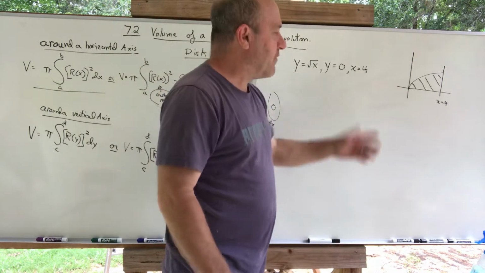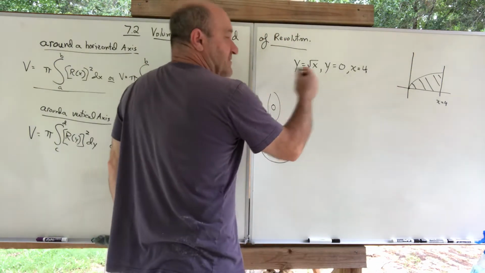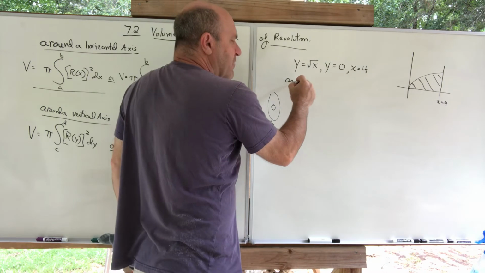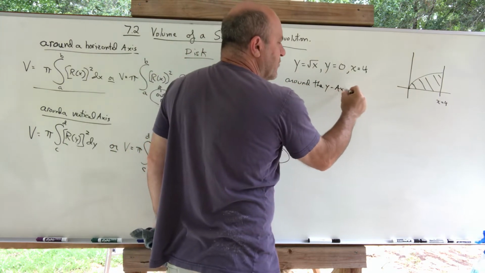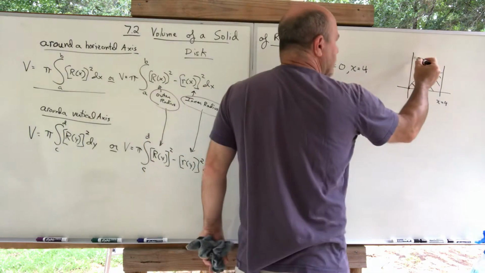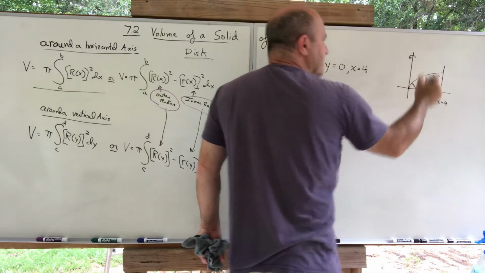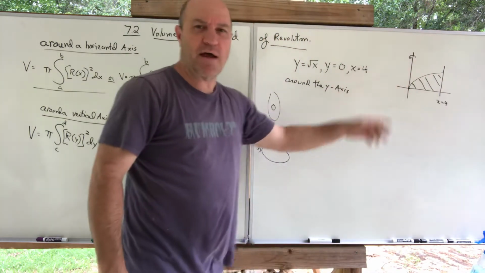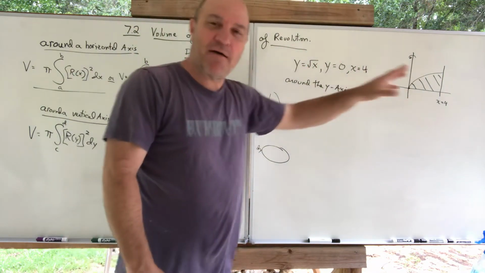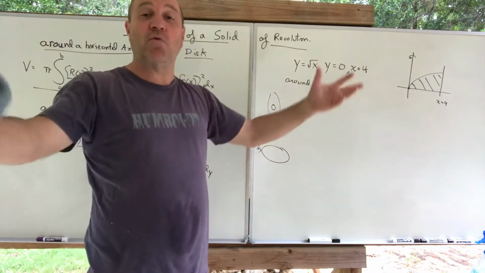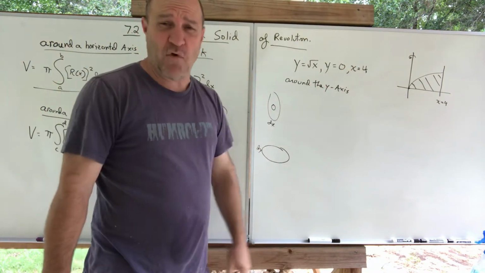Okay, so this time I want to change the problem. So here's the problem. Same region, but it's a different problem when I say spin it around the y-axis. Different problem. And my little notation is this. I put a little symbol there that says I'm spinning it around the y-axis. And then I'd like you to imagine that. And then my first question to you is, is there a hole in it? Because that helps me figure out what formula I'm using.